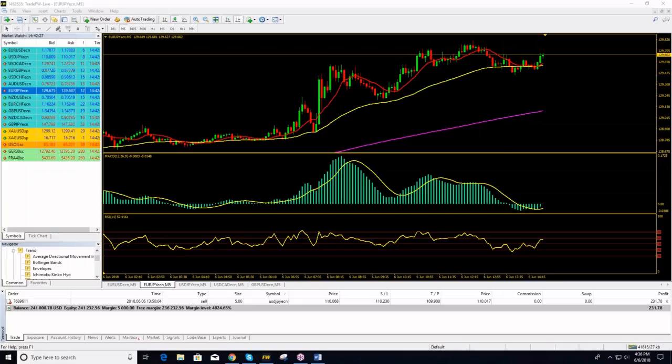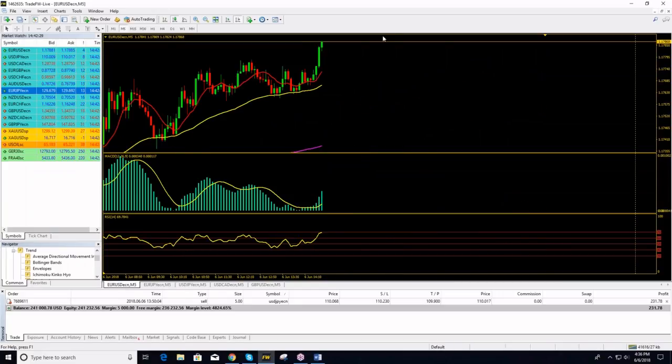So just an update for the euro dollar and euro yen trade. So far, we didn't get a confirmation for short positions.